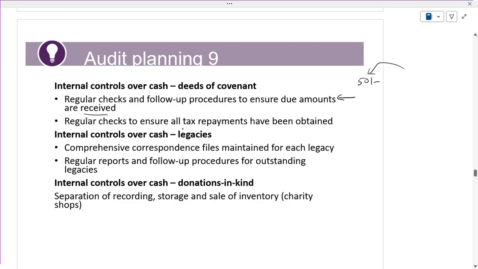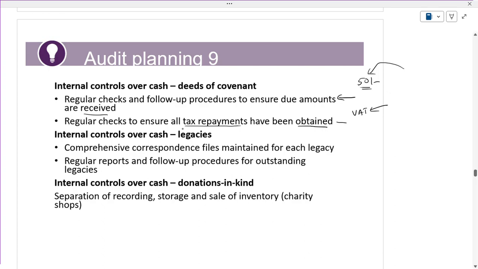Now, when you are getting an agreement with any not-for-profit organization, make sure that you follow up with the procedure. Regular checks to ensure that all tax repayments have been obtained. Now you will say, you are talking about the VAT. There is an input VAT, there is an output VAT. Sometimes you will have VAT returns.